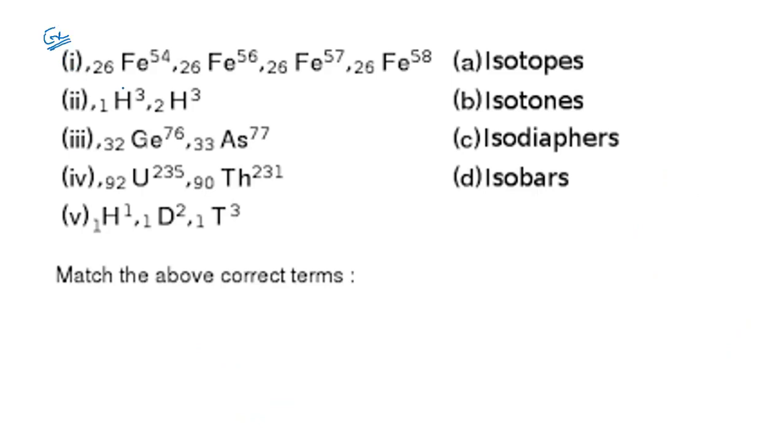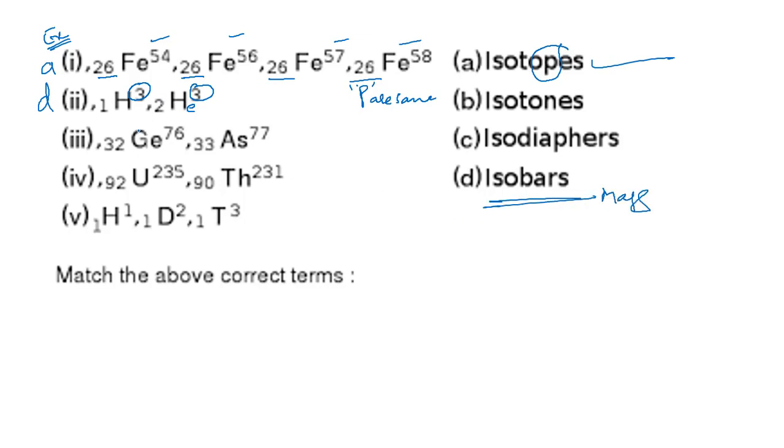Match the following. We can see all atomic numbers are the same. Means protons are the same. Mass is different. So these are isotopes. So the first one, answer is A. Next, see here on top, mass is the same. Of course, here it should be helium. Mass is the same. So isobar. So D is the option. Isobar. Bar means mass, right?